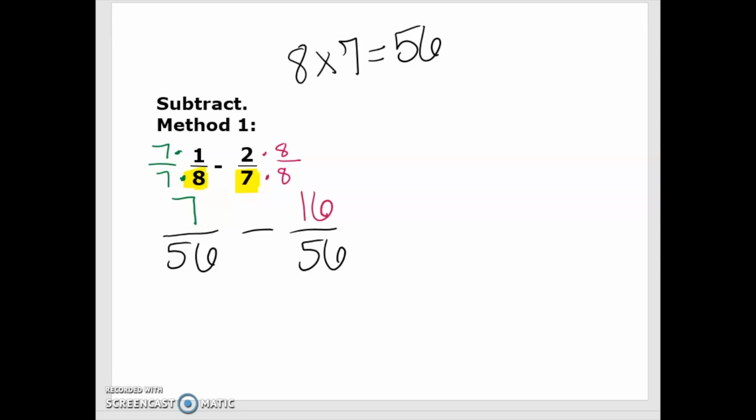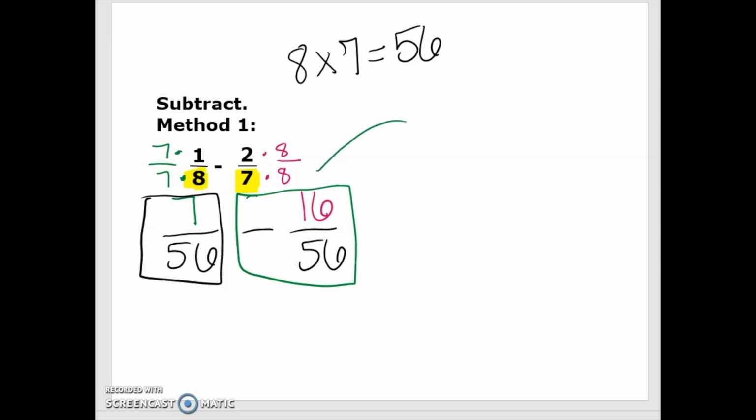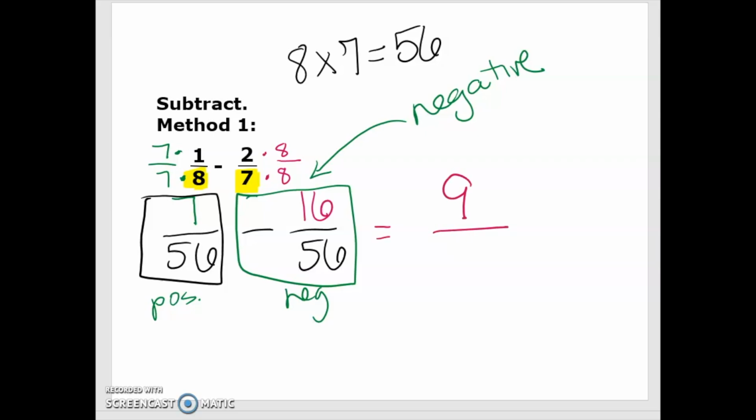Now this is where it gets a little tricky, because you'll notice that 7/56 is smaller than 16/56, and we're subtracting. So we're actually going to think of that subtraction like a negative sign. And so what we have is we've got a positive fraction and we have a negative fraction. So we're going to be subtracting 16 minus 7, which is 9. And we know that since the 16 is negative, the 9 would also be negative.